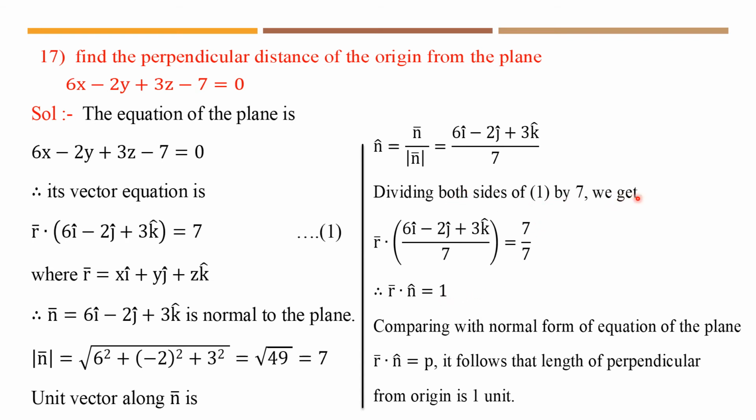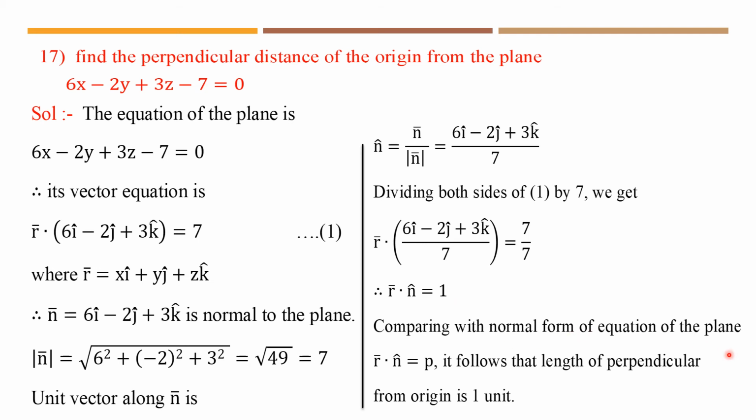Divide both sides of equation 1 by 7. Divide both the terms by 7. Hence we get this term as n cap, since n cap is this vector divided by 7. Therefore divide by 7 on both sides. This term is equal to n cap. Hence R vector dot n cap equal to 7 divided by 7, which is 1.